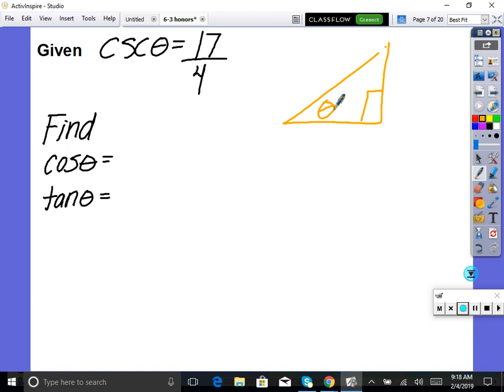Now, isn't cosecant what over what? Okay, good. So I'm going to go to theta. My opposite side must be 4. My hypotenuse 17. And then from there, Pythagorean theorem to find this side, right? Oh, no.